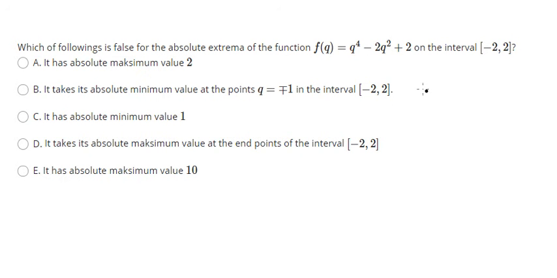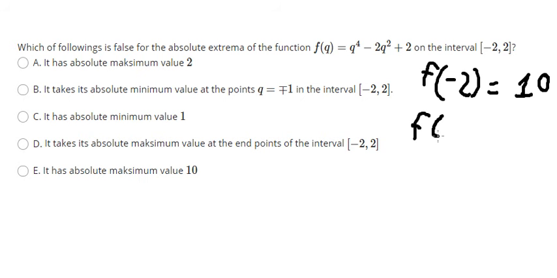First, we need to find f of negative 2. They provide it here. Because we want to compare the values, f of negative 2 gives about 10, and f of 2 gives about 10.